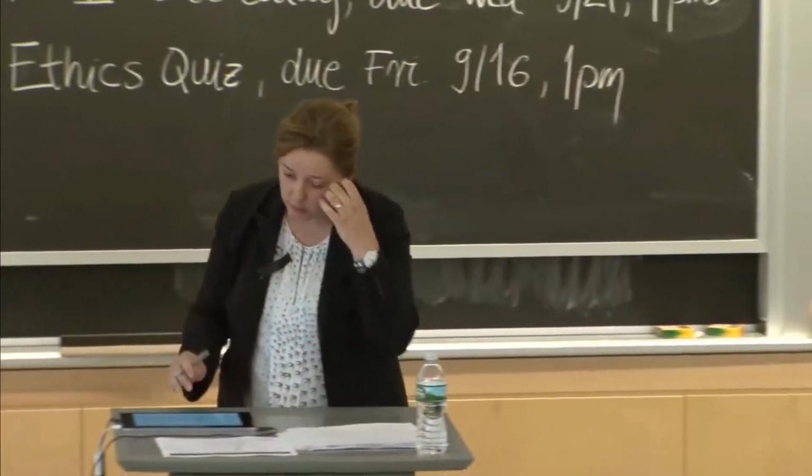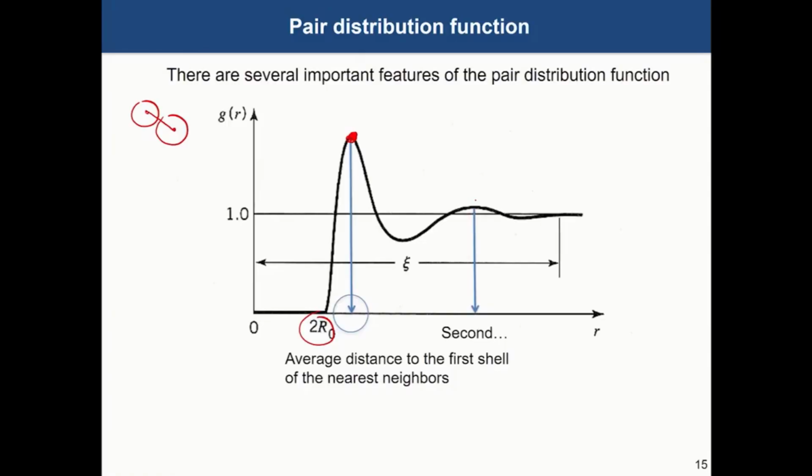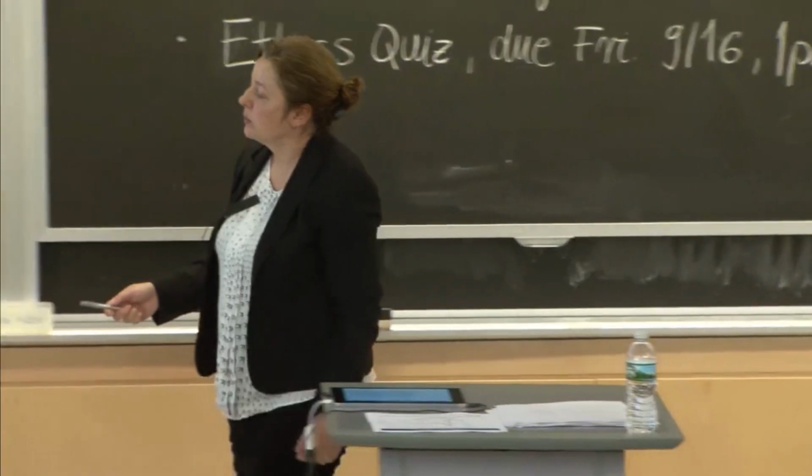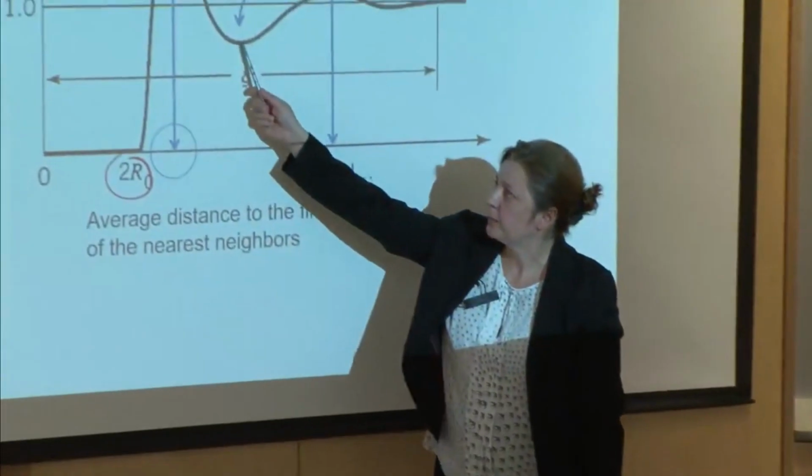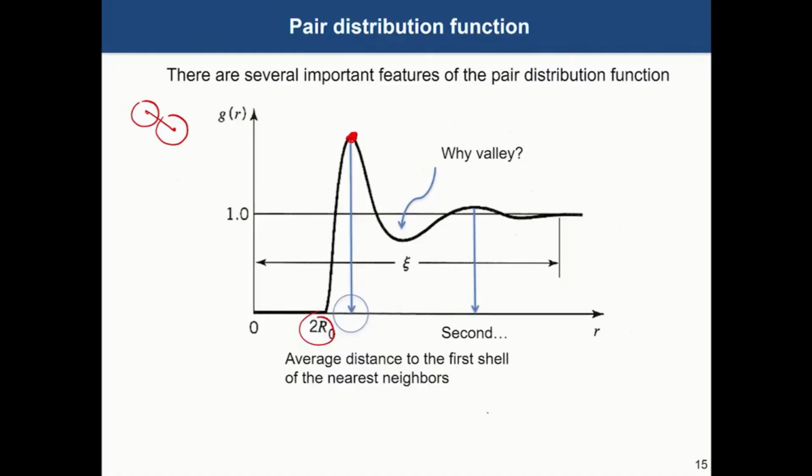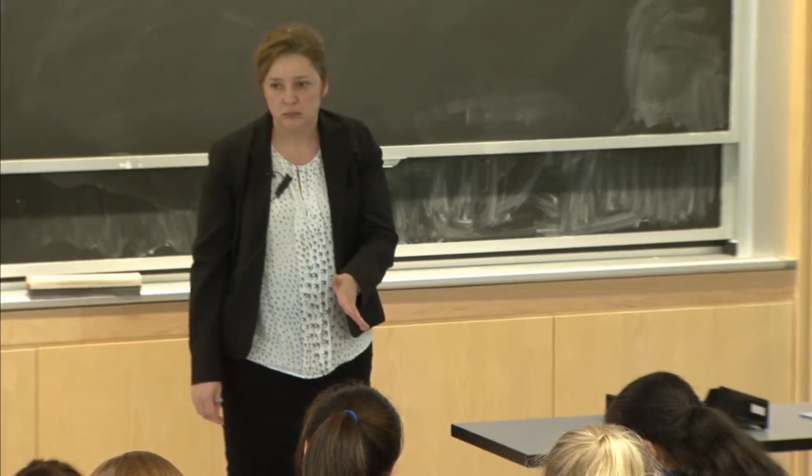So then I can ask you a question. This would be the second peak, the second shell of the nearest neighbors. And I can ask you why there is a valley here. What this valley tells me is that at a certain distance, after I pass the first neighbors, suddenly the probability of finding another atom goes down suddenly. Yes?